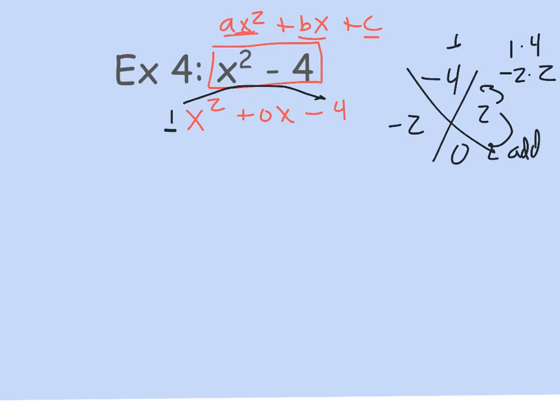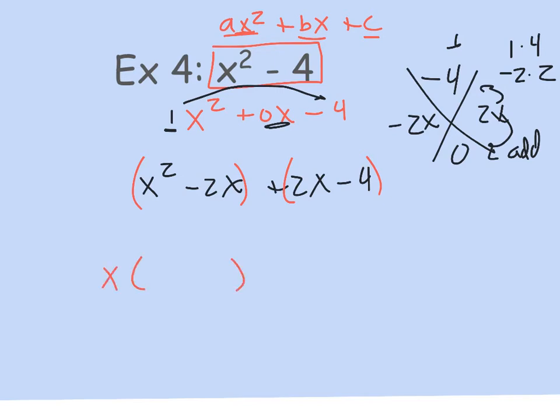So if I'm going to use a little box method, actually I'm just going to do grouping here. You could do boxing if you want, but we're going to do grouping. I want to show you guys something. So it's x squared minus 2x plus 2x minus 4, because these are my x terms that add up to this 0x right here. So if I do grouping, these two together and these two together, the first two I can take out an x. So it's going to be x times something.